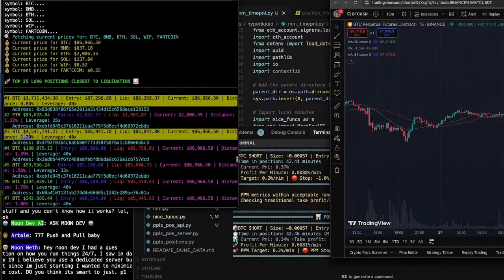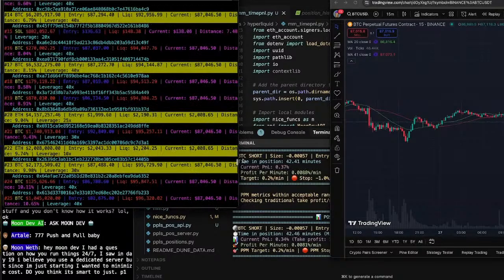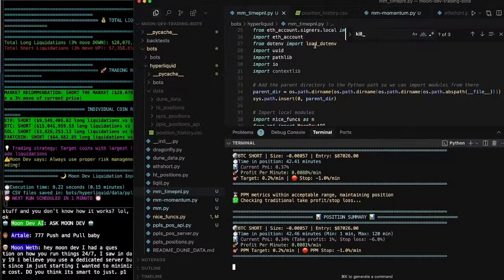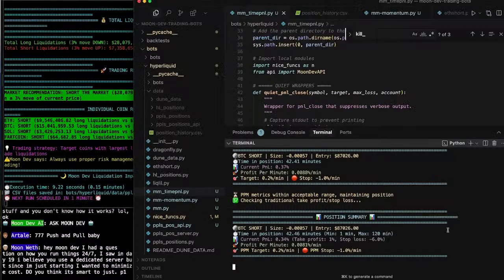Let's change this up. We can see the liquidations are still coming through here. You can see their marks of when they get liquidated. Here's another one coming. But since this is taking forever, dude, you can see current P&L 0.34. Time in position is 42 minutes. Holy smokes. We've been in this position for 42 minutes. I need to get on to the next one so I can see if it actually works.